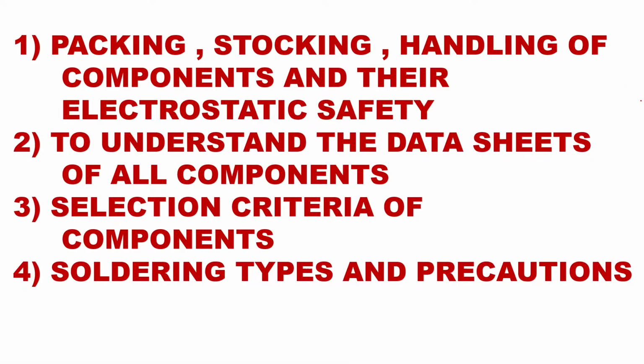So here you can see, first we are going to see what is packing of electronic components, stocking of electronic components, handling of components, and their electrostatic safety. How you are going to save the component from electrostatic effect. Then the second one is to understand the data sheets of all components. Third is selection criteria of components. And fourth will be soldering types and precautions. So let's start with the first one, packing.